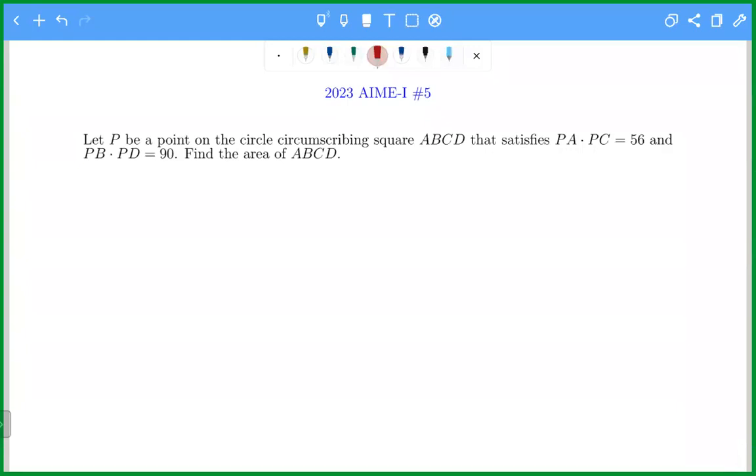Let P be a point on the circle circumscribing square ABCD that satisfies PA times PC equals 56 and PB times PD equals 90. Find the area of ABCD.